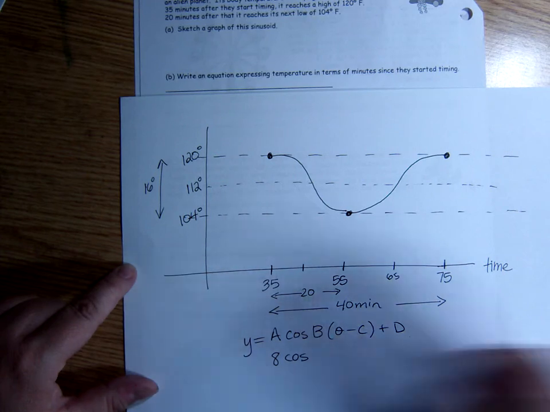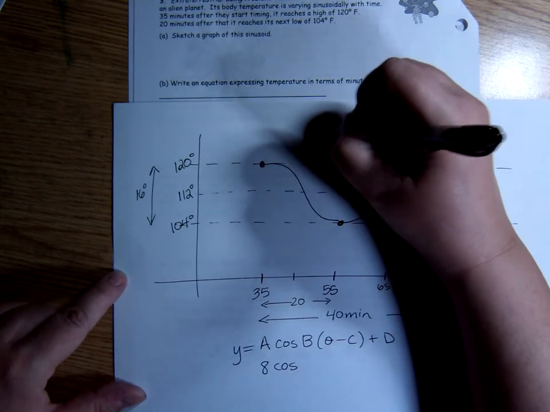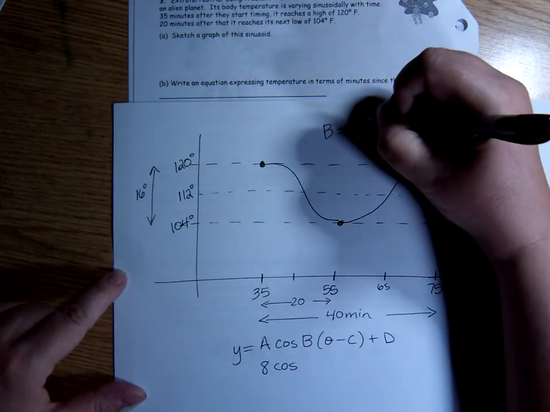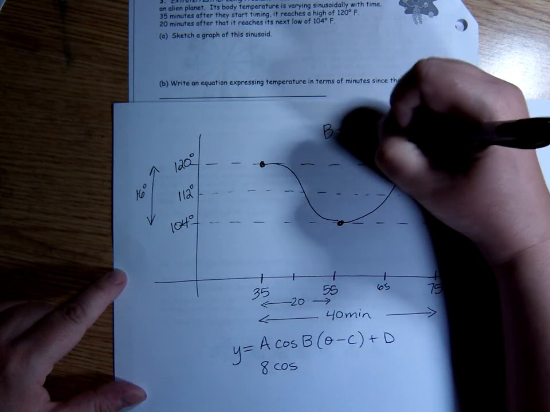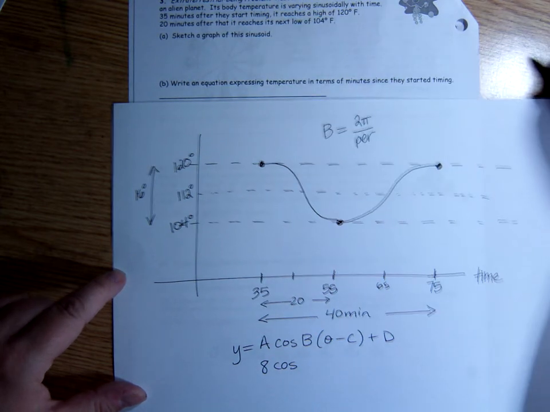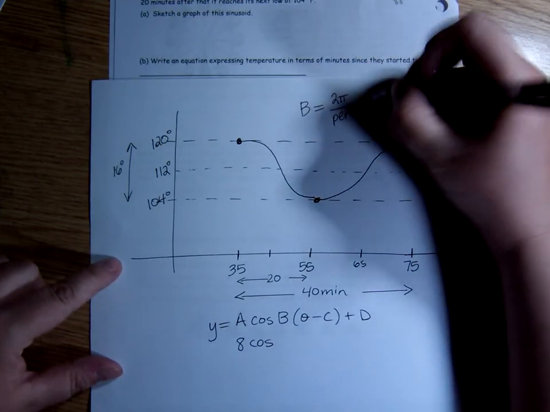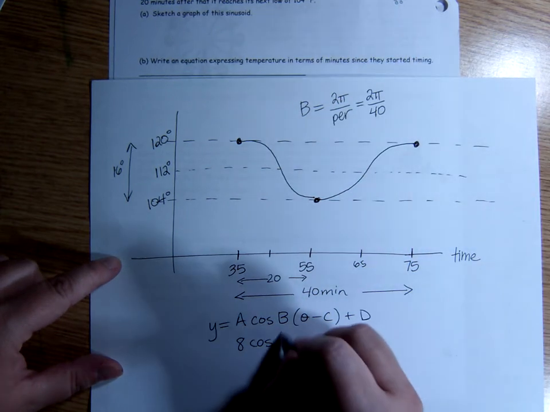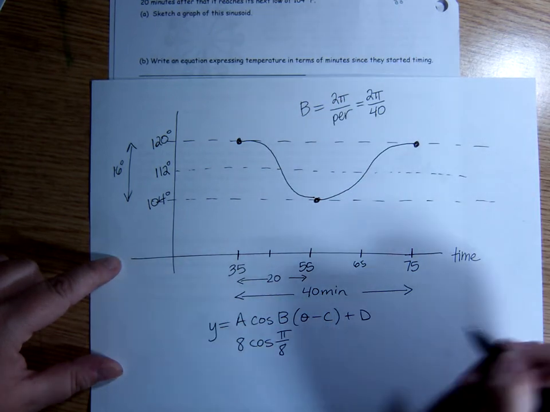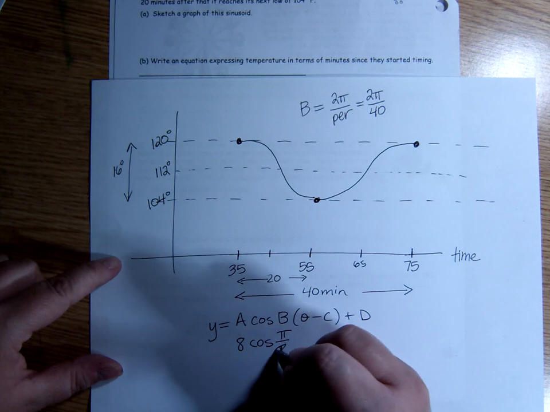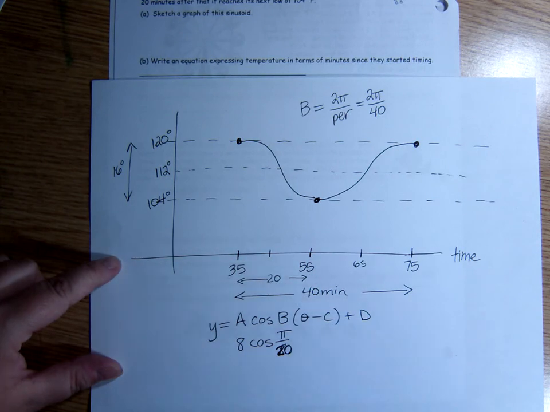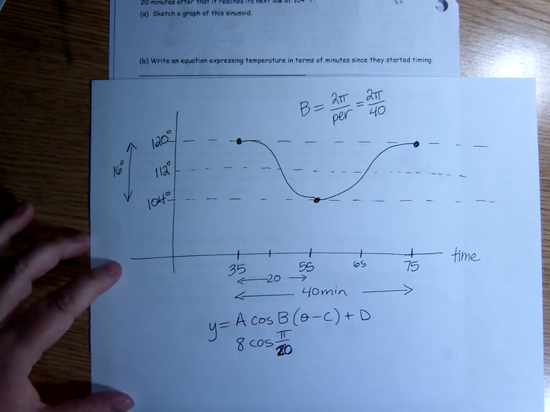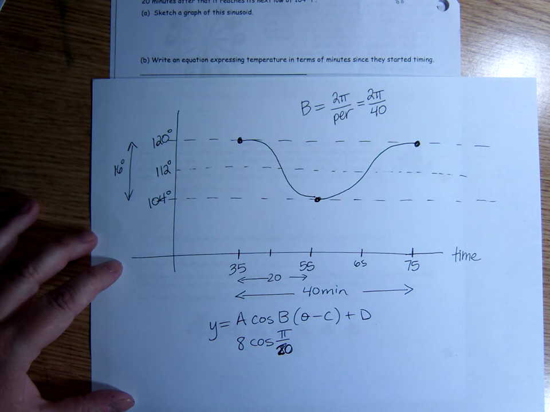Cosine. Now B, we have said the value of B is going to be 2 pi divided by your period. In this particular problem, my period is 40 minutes. So 2 pi divided by 40 gives me pi over 20, and that's what goes here. 2 over 40 simplifies to 1 over 20, so that's going to be pi over 20.